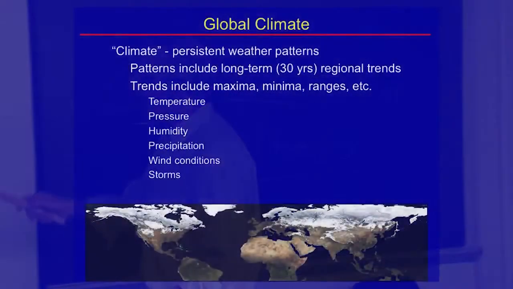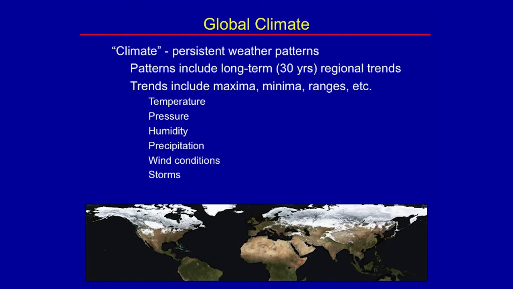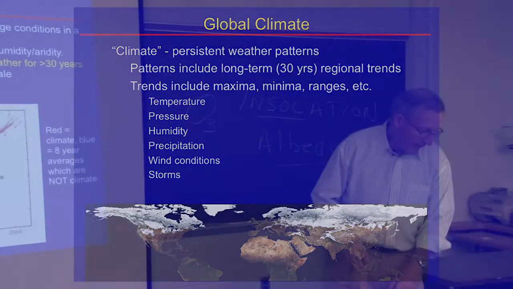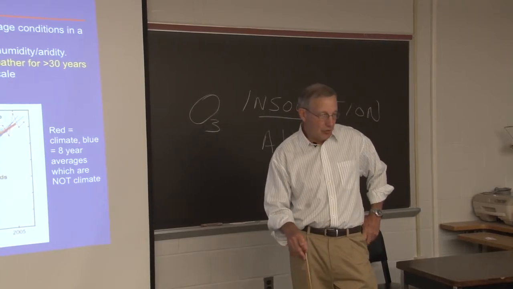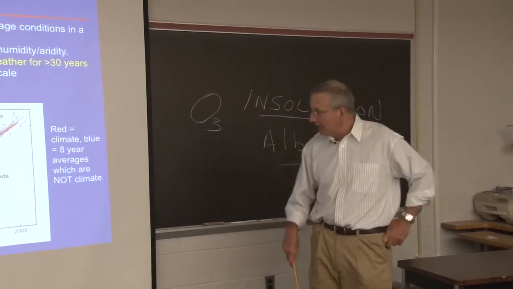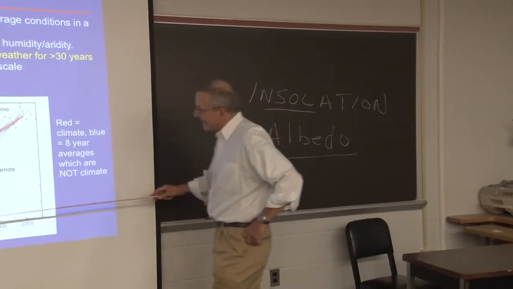Global climate are persistent weather patterns that exist for about 30 years on the various criteria that we just talked about. Temperature, pressure. So how long do you have to average? Well, that's a good question. 30 years is usually cited. Now this is a good example.